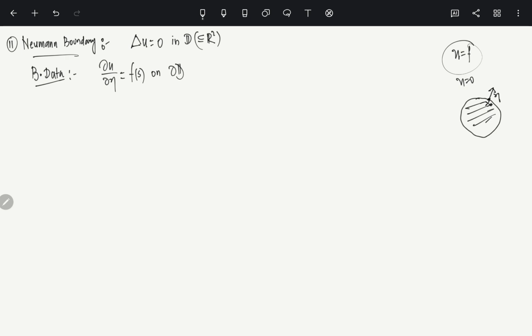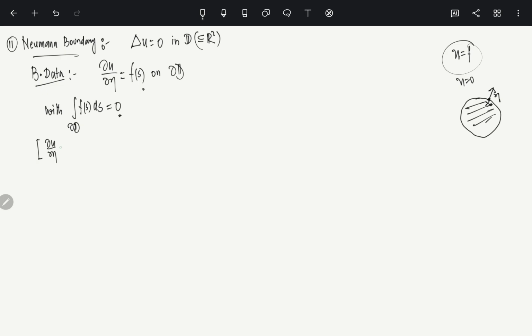Clear? So with integral of f(s) ds over ∂D is 0. Yes, so if this Neumann boundary is given, this is the condition we also need along with that. Again, I will explain to you why we need this condition here, but anyway, we need this condition, right? So what is ∂u/∂η?